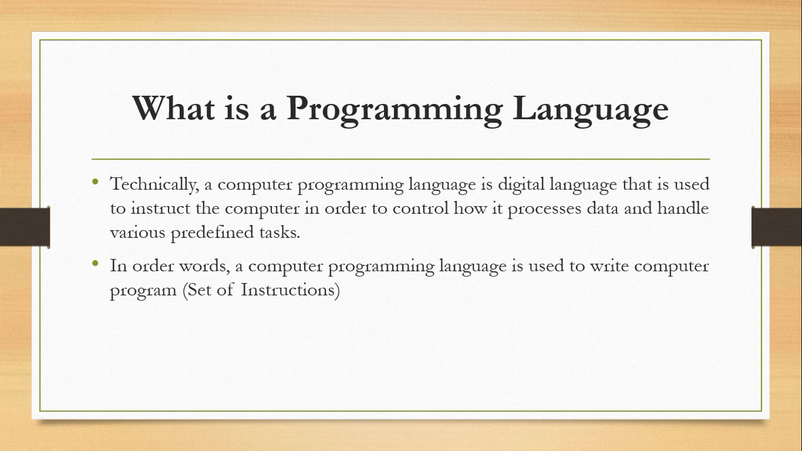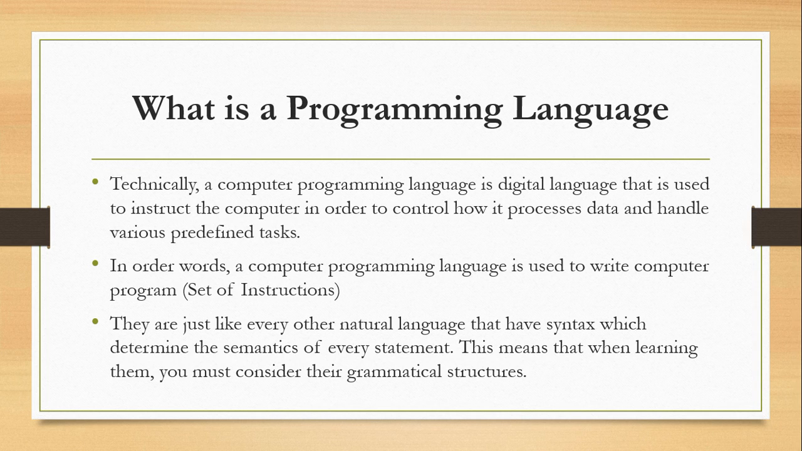That said, as I said when I started, we're going to look at things from a layman's perspective. So, in short, you can just say a computer programming language is used to write computer programs. Of course, we know what computer programs are: a set of instructions. You can also see them as every other natural language. When I talk about natural language, I mean human spoken language.